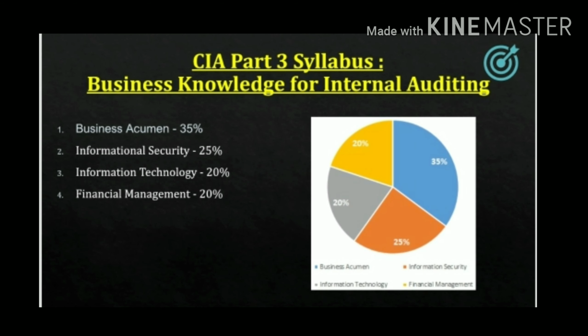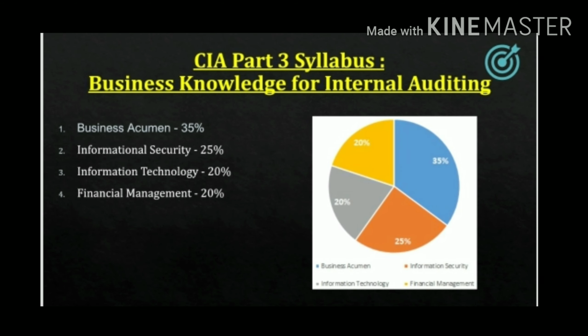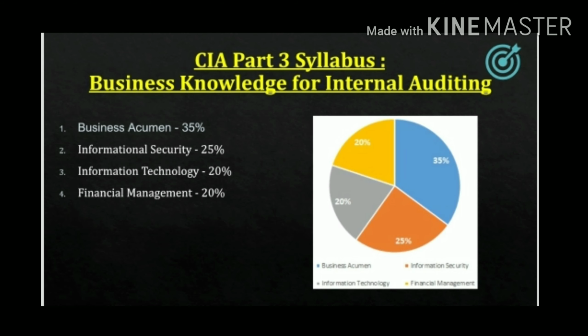Business knowledge for internal auditing is part 3 of the syllabus. Business acumen holds the highest weightage in this section, 35%. Information security holds 25% of the weightage, and information technology and financial management each hold 20% weightage.